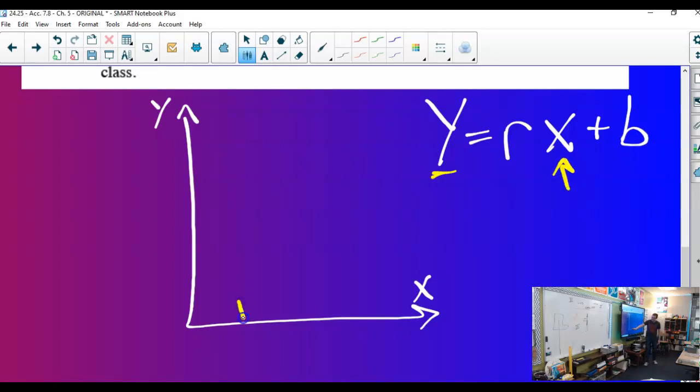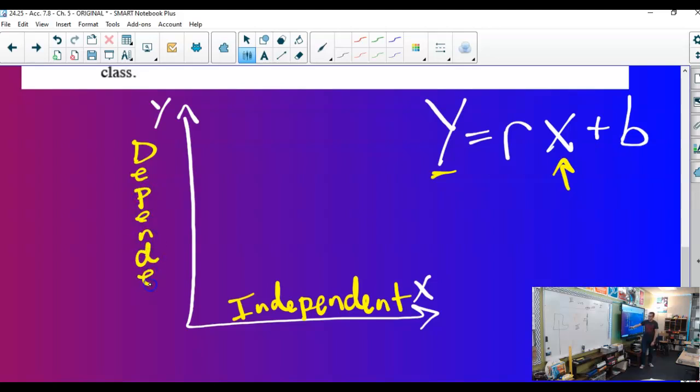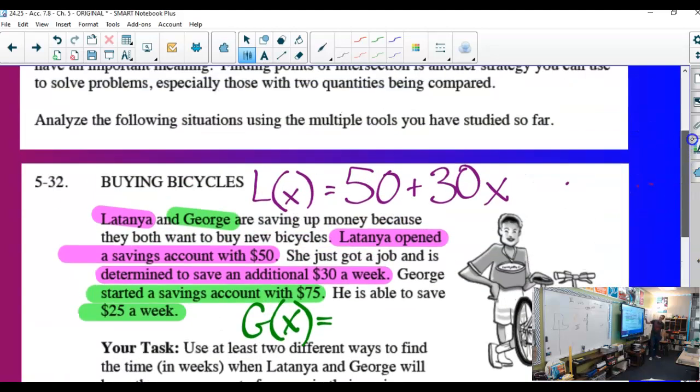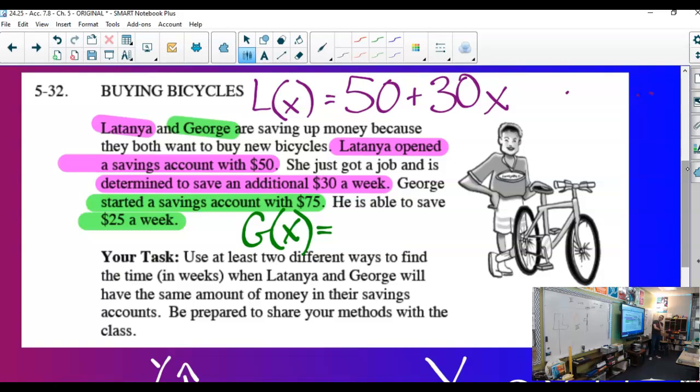So x is our independent variable. And then the y depends on what x does. So x is our independent, y is our dependent. So when we think about this situation, we have two labels here. And not Latanya and George, those will be our lines, right? The people are going to be our lines, or our lines are going to be the people. What are our labels here?